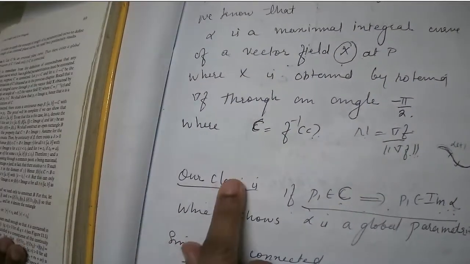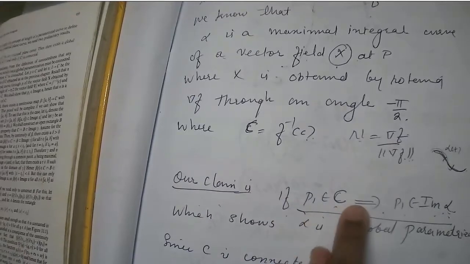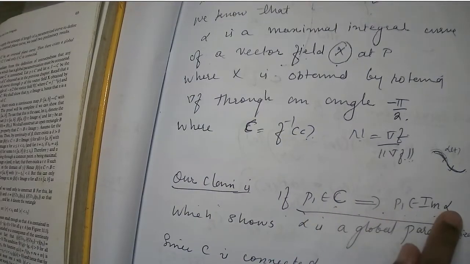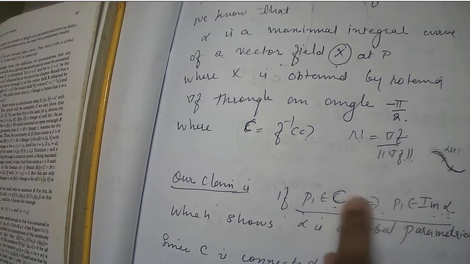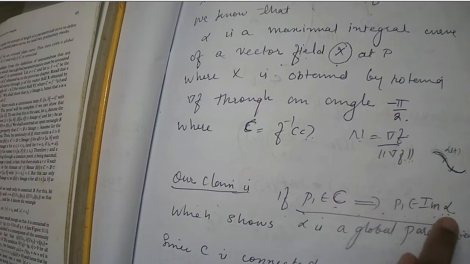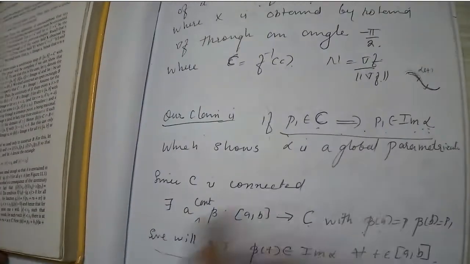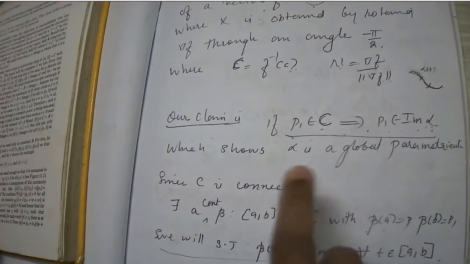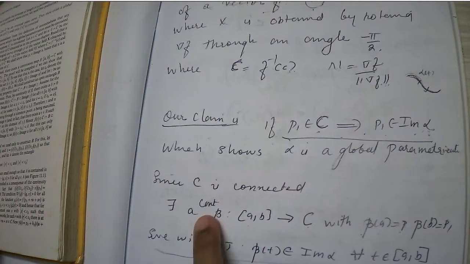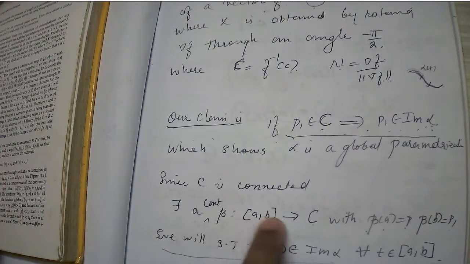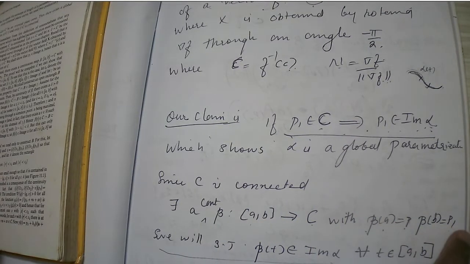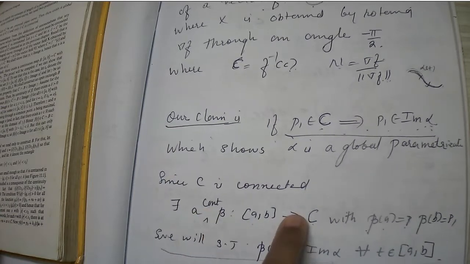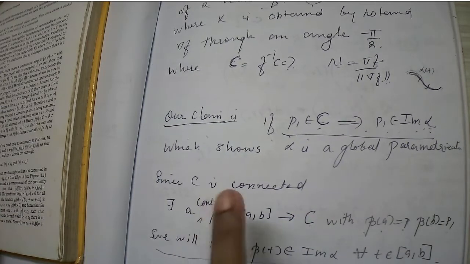So our claim is, if you take another point P1 from C, we have to prove that P1 is an element of the image of alpha. That alpha will give you all the points of this curve C. That's how we say this is a global parameterization, correct? Since our assumption is that C is connected, there exists a continuous map beta from [a, b] to C with beta of a equal to P and beta of b equal to P1. So you can find such a map that connects P and P1.